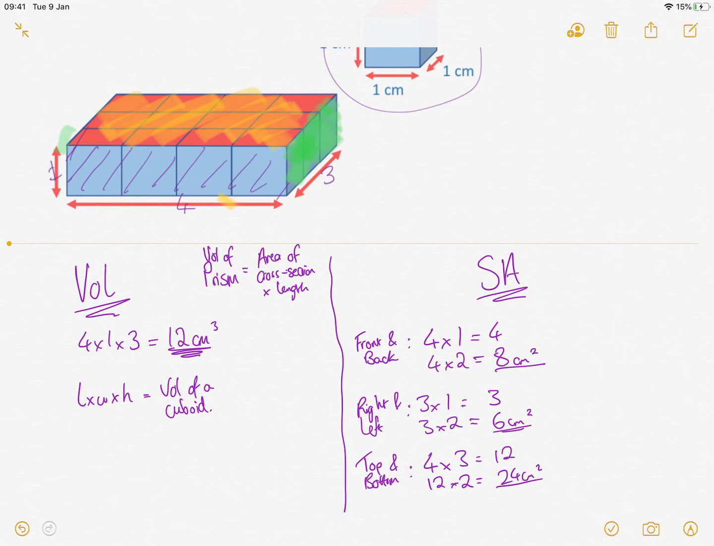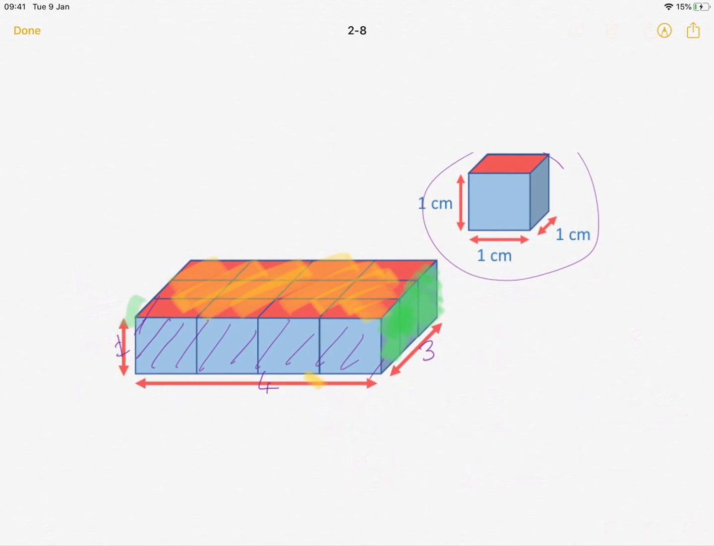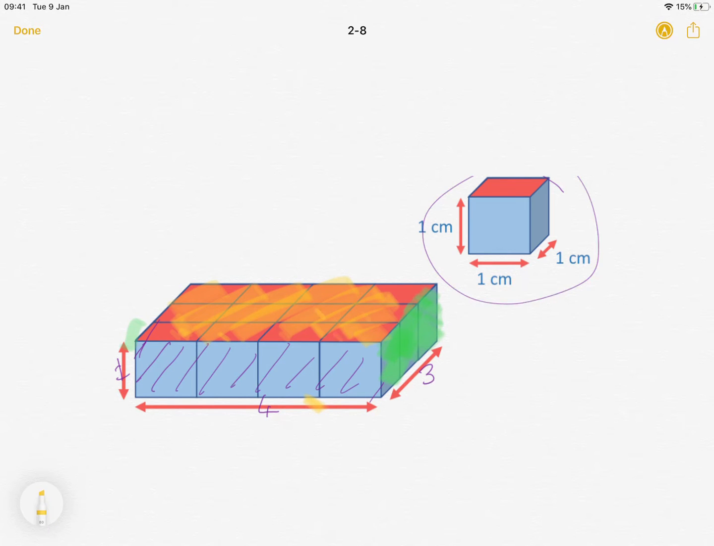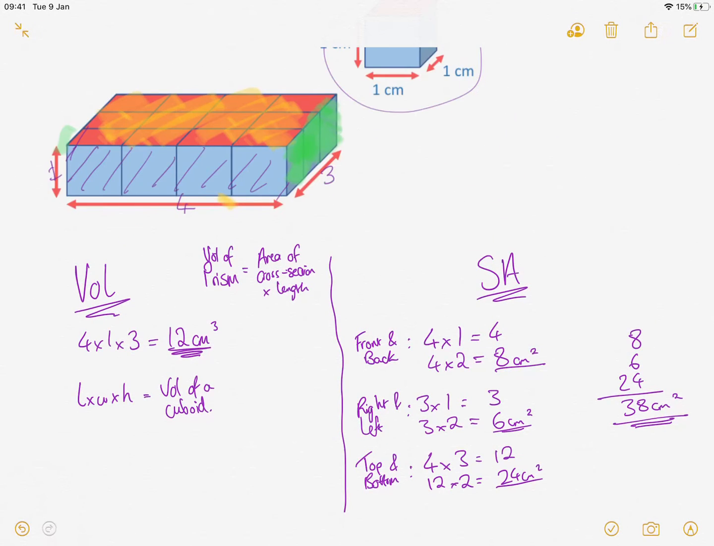Right, what do I need to do with all of these now? Well, I'm finding the total surface area, so I need to add those all together, which gets me 38 centimetres squared. So if we counted all of these squares, then we would in total count 38 centimetres squared. You wouldn't get that just from the ones that you see, because remember, you can't see the ones around the back and the left and the bottom.